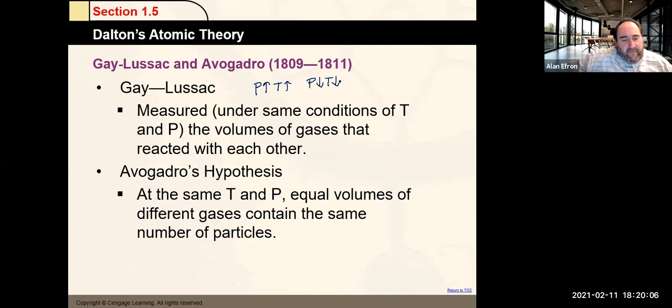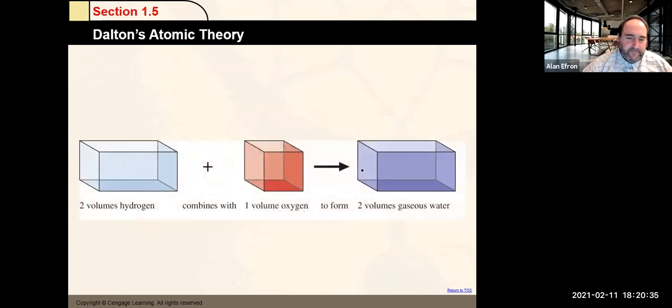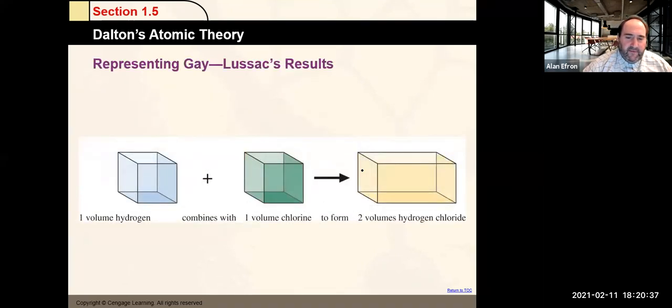Our good friend Avogadro also had a hypothesis or a law, and one of them was that when we deal with gases at a given temperature and pressure, the volume of the gas is proportional to the number of moles of the gas. It's Avogadro, like Avogadro's number, so you expect moles to be involved. And again, we'll talk more about that in a later chapter, so we'll skip this for now. We'll see it later.